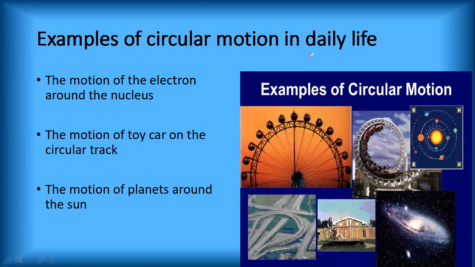Examples of circular motion in daily life. First one, you can see the diagram. This is circular motion. This is also circular motion. The decision will be at a particular duration of time. Might be the car moving on this road will be circular, but here it will be linear. So it depends on the condition.